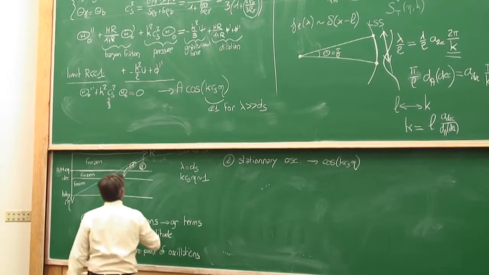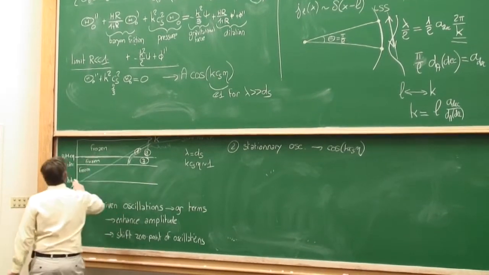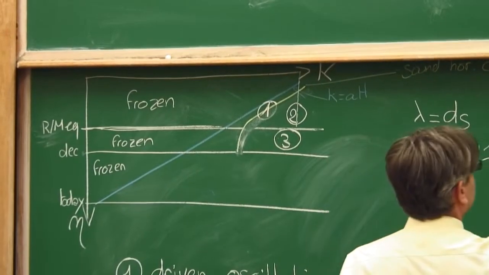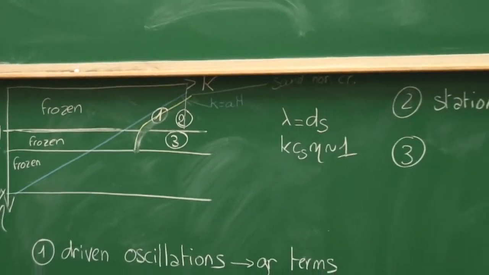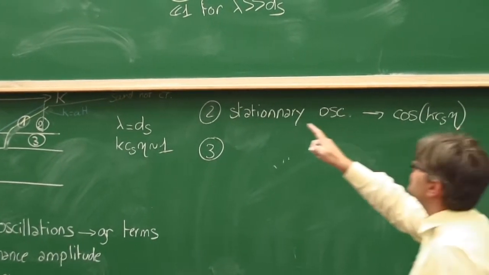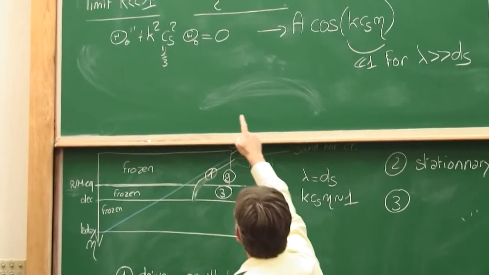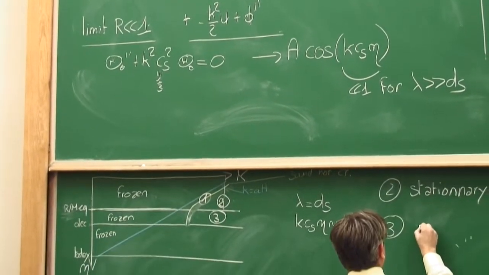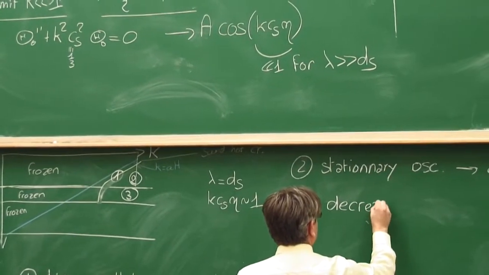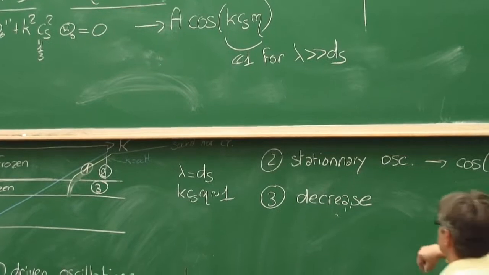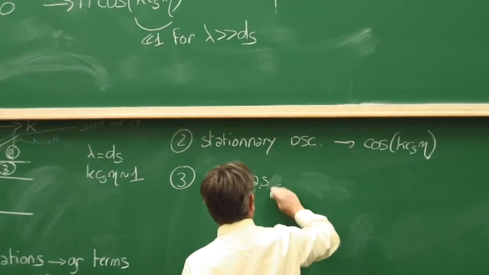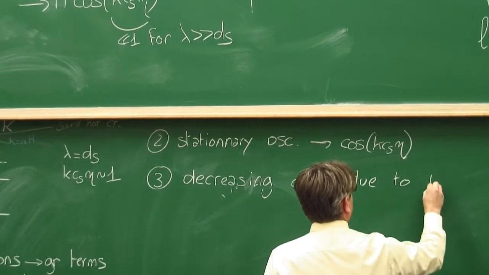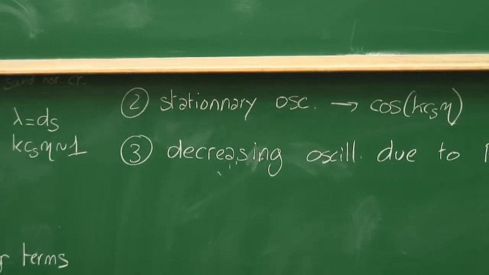But this will not be true in region 3, when we are between equality and decoupling and below the sound horizon. Because in region 3, we cannot neglect R anymore. The presence of baryons will switch on a friction term, a decay of the sound speed to 0, and these two items lead to a decrease in the amplitude of oscillation. And also this will lead to an important effect in the CMB spectrum, decreasing of the oscillations due to R growing. Okay.